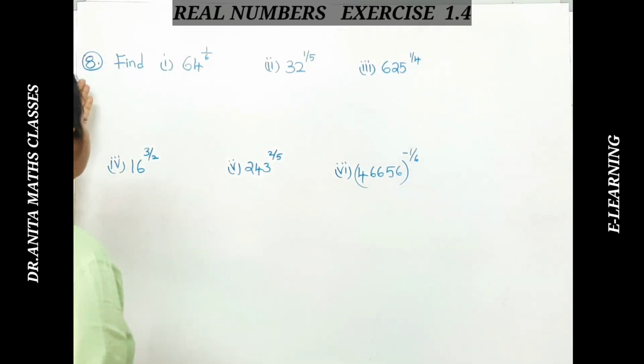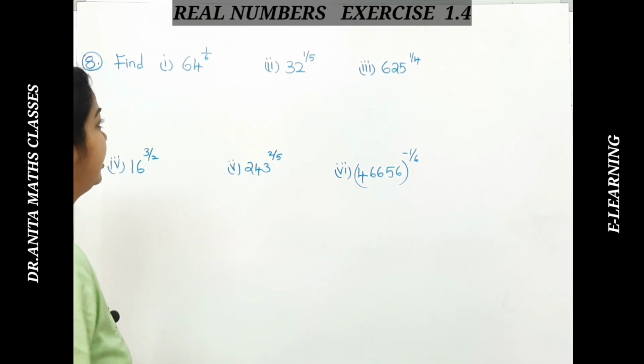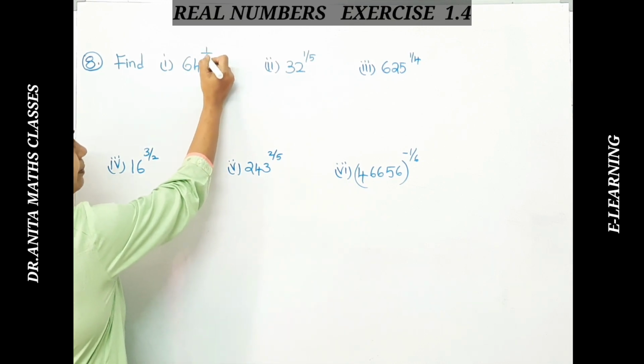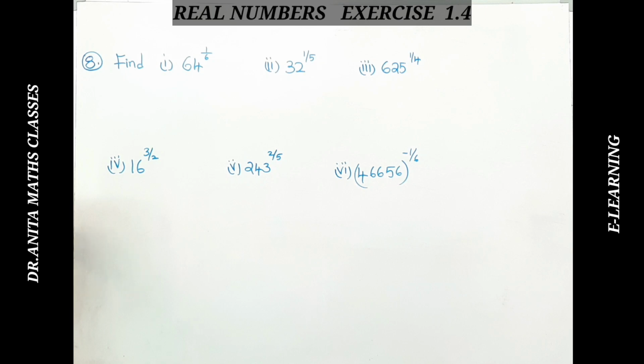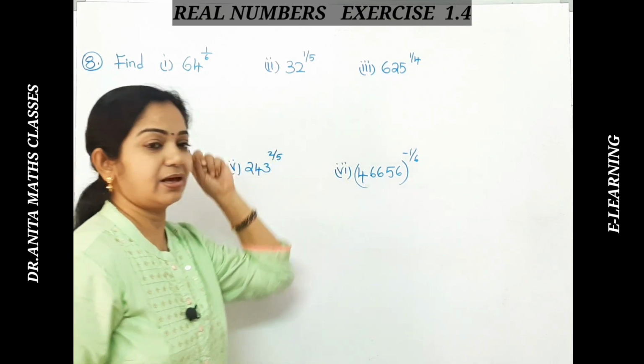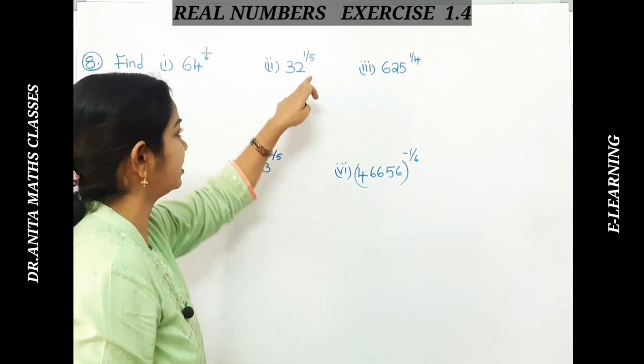Next, the 8th problem I had noted down: find these values. All the 6 parts I had noted down. The first one given is 64 raised to the power of 1 upon 6. We have to do the prime factorization of 64. But you have to remember all this. For small numbers, you have to remember, like 32.